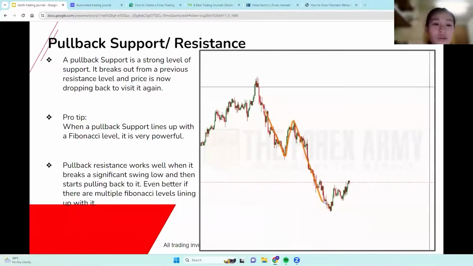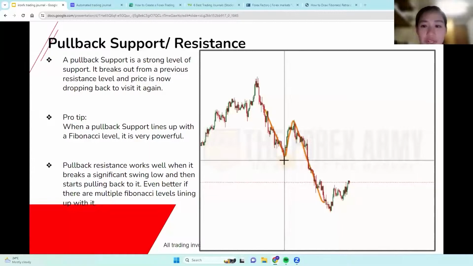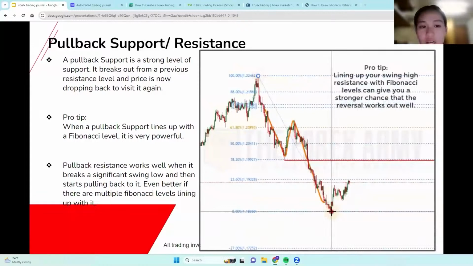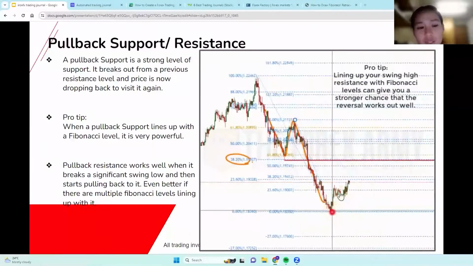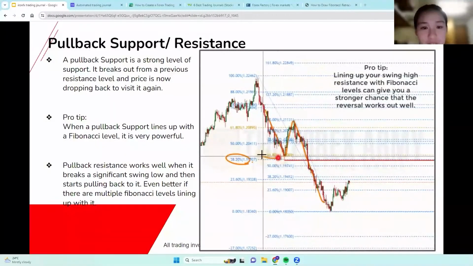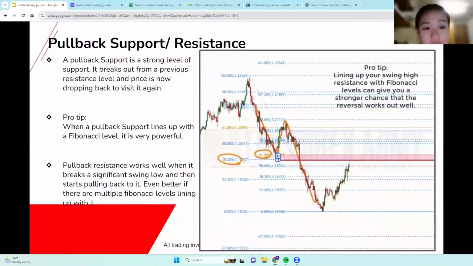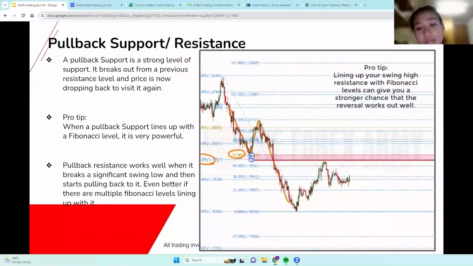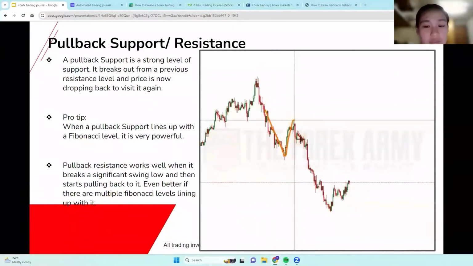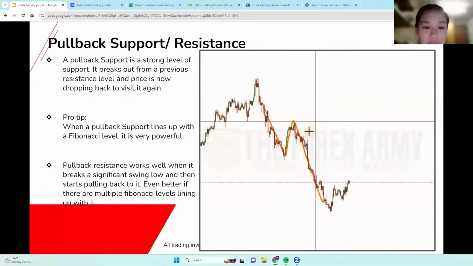Okay. So pullback support and resistance. These are pretty basic trading knowledge, I suppose. But basically, a pullback support is a strong level of support which breaks out from a previous resistance level, and price is now dropping back to visit it again. Pro tip: when a pullback support lines up with a Fibonacci level, it tends to be very powerful. Pullback resistance, on the other hand, works well when it breaks a significant swing low and then starts pulling back to it. Even better if there are multiple Fibonacci levels that line up with it.